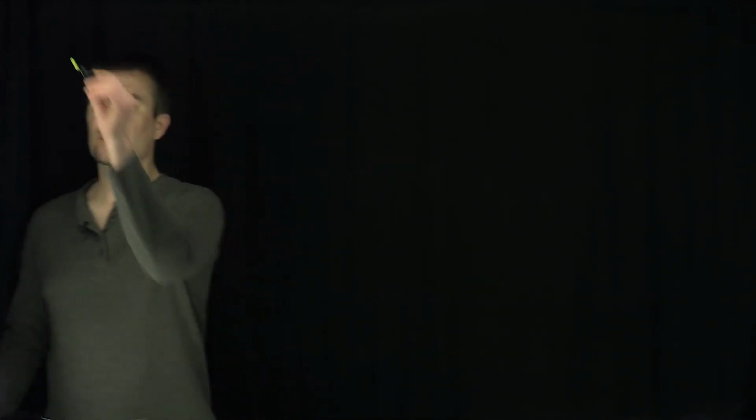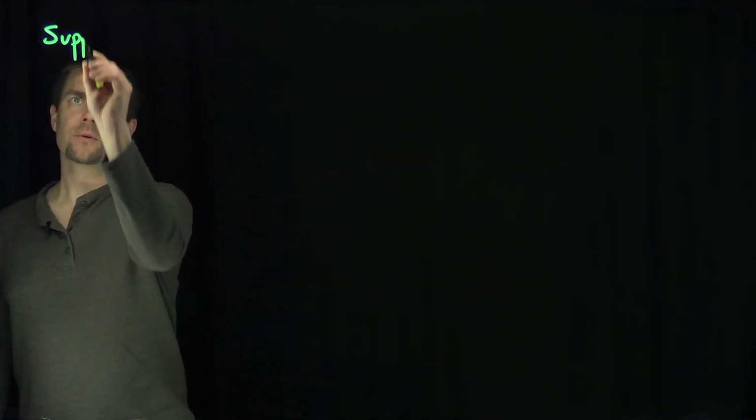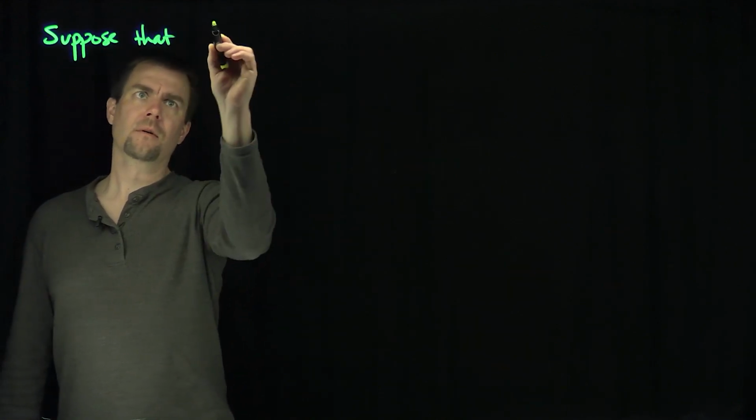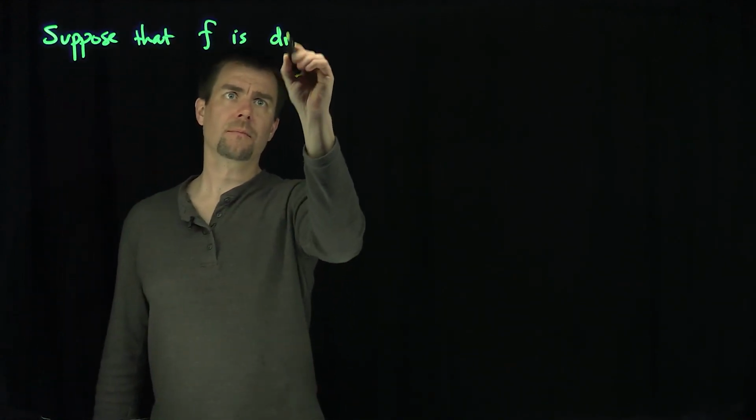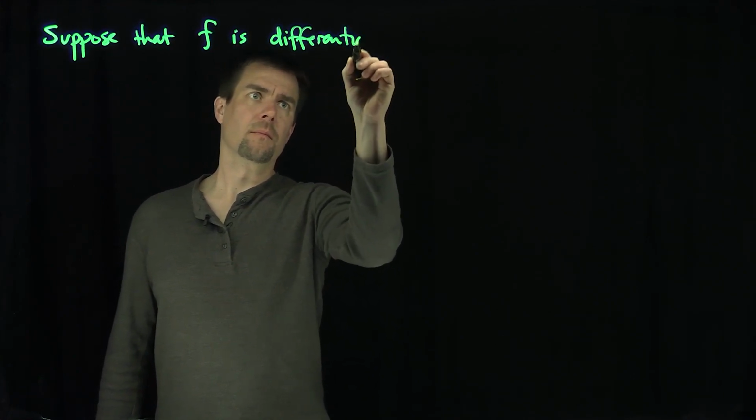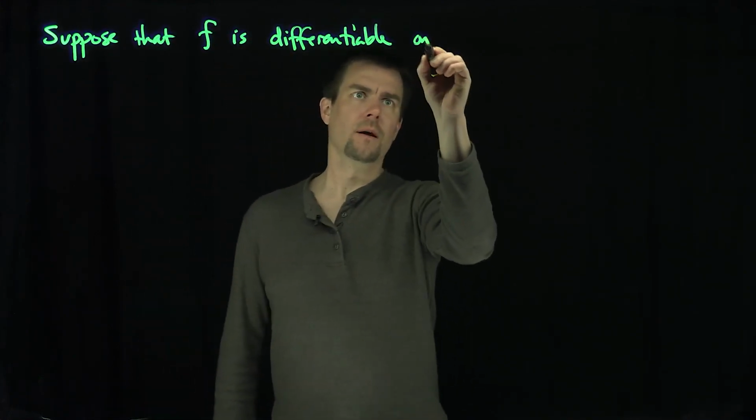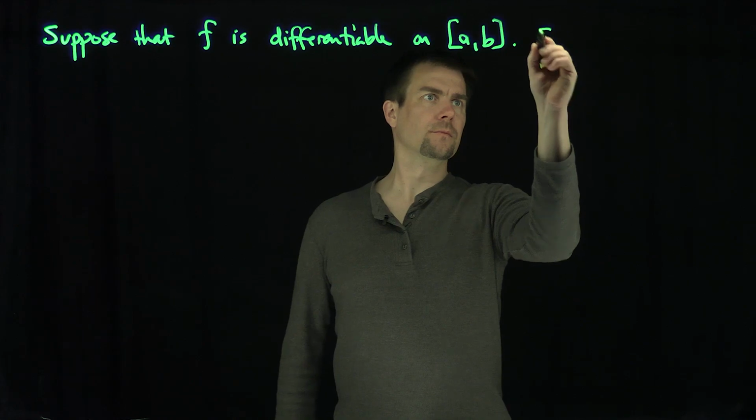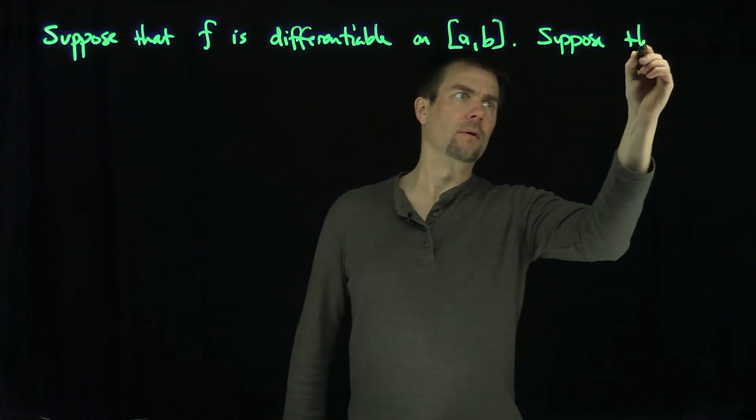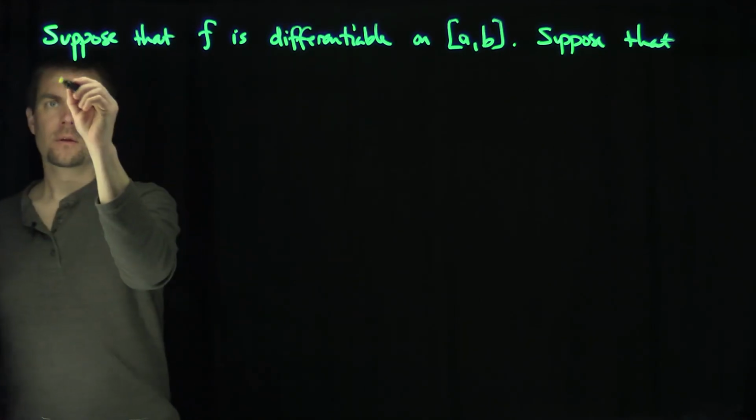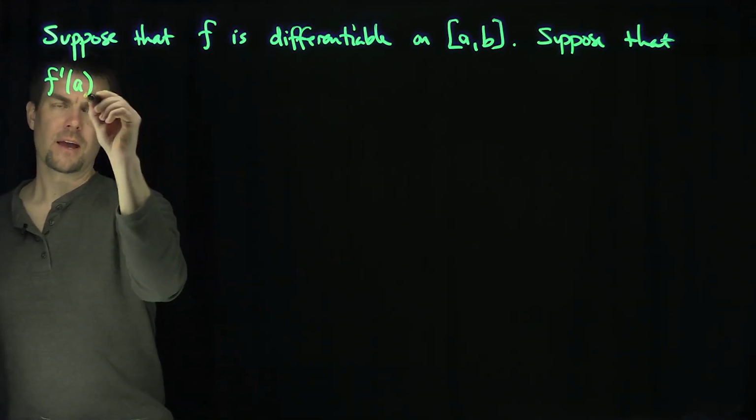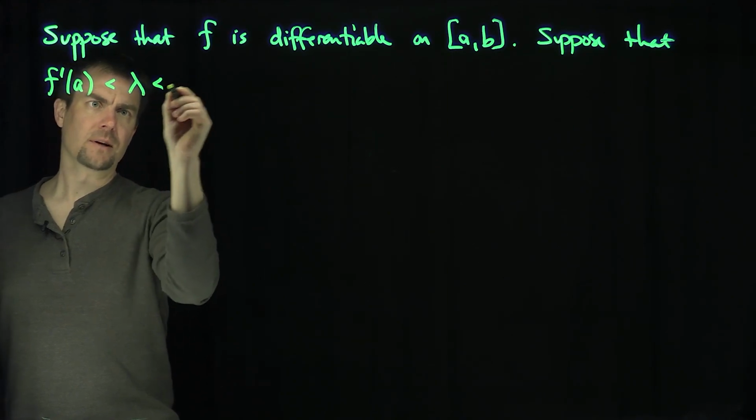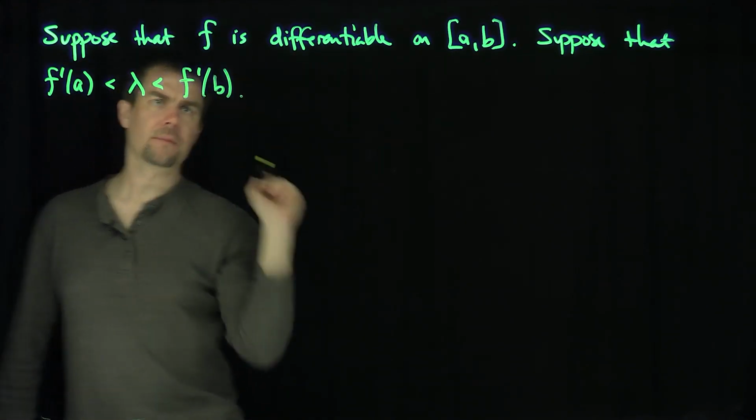Hello students, in this video we'll show that if a function is differentiable, then the derivative has to satisfy the intermediate value property. So here's the precise statement. Suppose that f is differentiable on the closed interval [a, b]. Suppose that f prime of a is less than a number lambda, which is less than f prime of b.